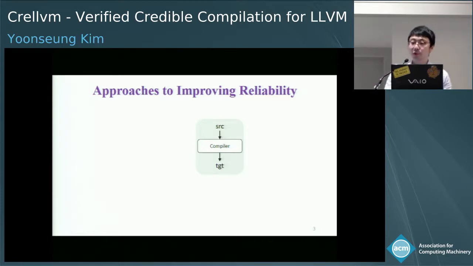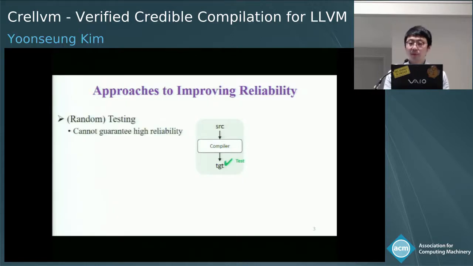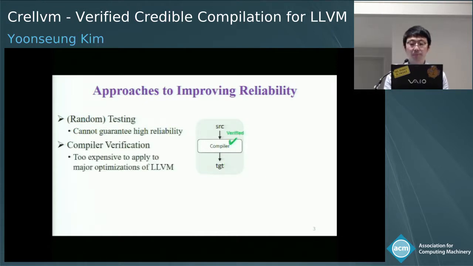There are various approaches to achieving high reliability of compilers. The most common and basic approach is testing. We test the compiler by testing compiled target programs, which is very effective in finding compiler bugs, but cannot guarantee a very high level of reliability. Another approach is compiler verification, which is to directly verify correctness of a compiler using an interactive theorem prover. Although this guarantees complete absence of bugs, it's too expensive to apply to major optimizations of production compilers like LLVM.